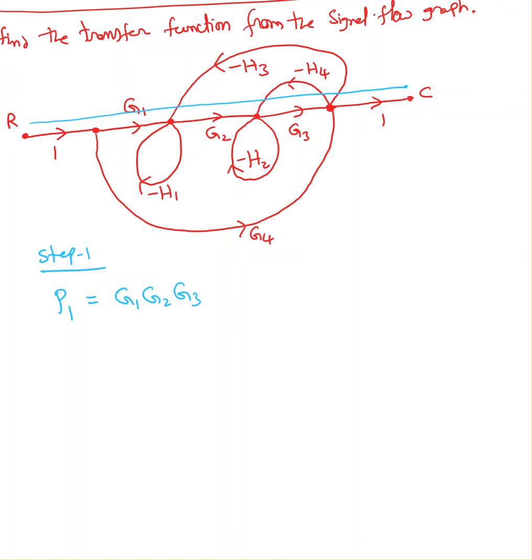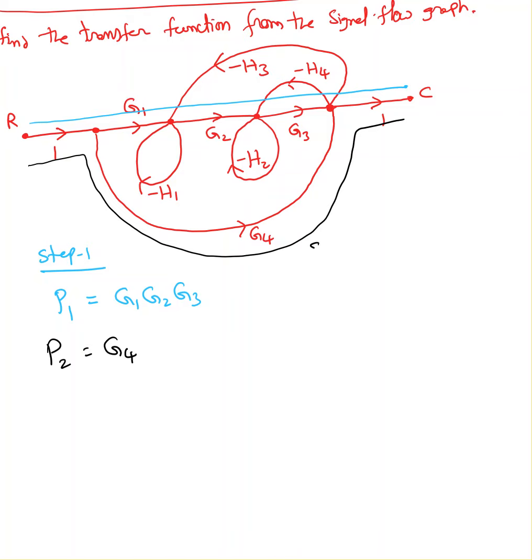Another forward path I see here is going through Z4. So path 2 is only Z4, nothing else. That's my step 1. Any other forward paths you guys see? I don't see any, but I highly recommend you thoroughly go through it. If you miss one forward path, that will lead to a big error in your final answer. You will lose lots of points there.